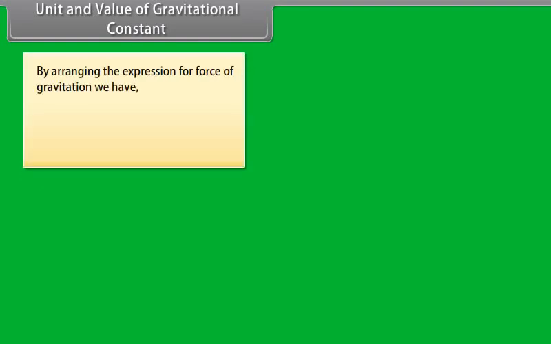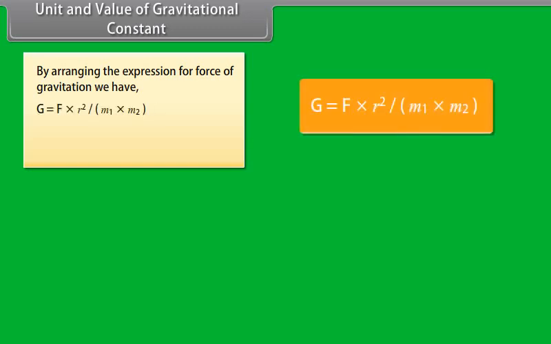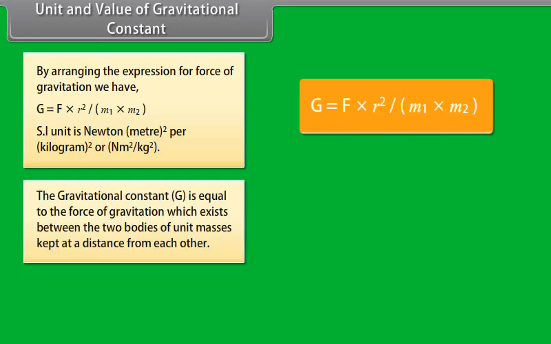Unit and value of gravitational constant. By rearranging the expression for force of gravitation, we have G is equal to F into r square upon m1 into m2. The SI unit is Newton meter square per kilogram square. The gravitational constant G is equal to the force of gravitation which exists between two bodies of unit masses kept at unit distance from each other.